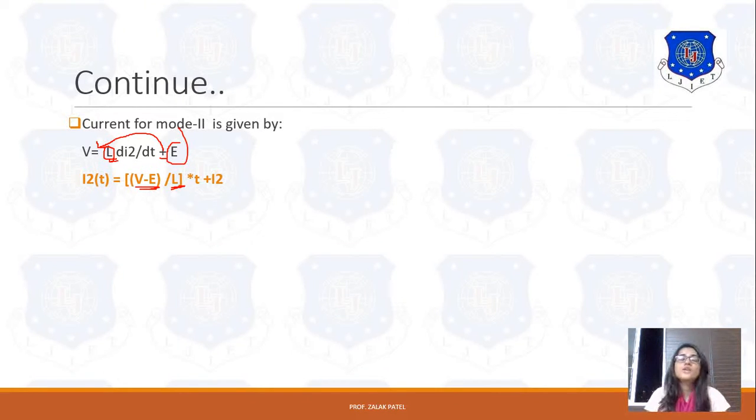But here also there is no term of I, there is no term of t present, and that's why the integration of 1 dt will become t, and that's why over here the t is present. Again in the same way, the constant is written as I2, which will show the initial value. So in this case, the di2 upon dt should be less than 0, or we can say that V is less than the external applied input voltage, that is E, means V should be less than E, or di2 upon dt is less than 0. So these are the two modes.